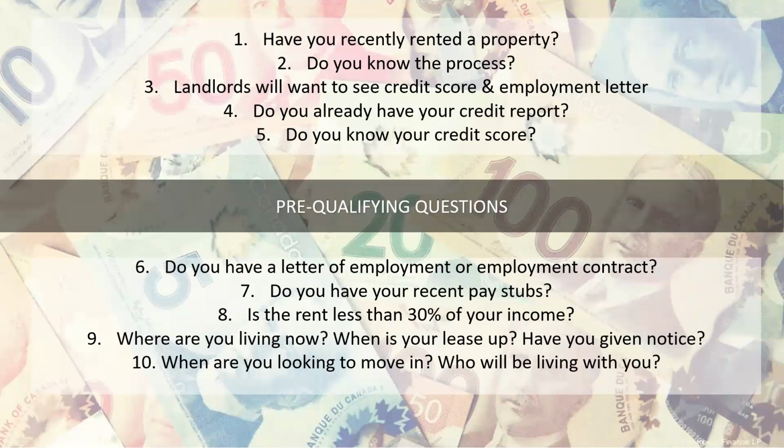Landlords want to see your credit score and employment letter. Do you have your credit report? Do you know your credit score? Do you have a letter of employment? Do you have an employment contract? Do you have your recent pay stubs? These are all ways that you can find out what their income is. And then you can ask them if the rent is less than 30% of their income. That's going to be another criteria that the landlord is looking for.